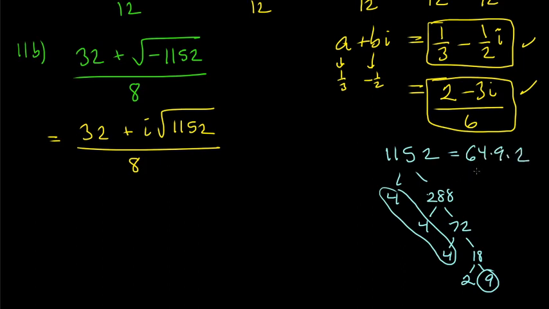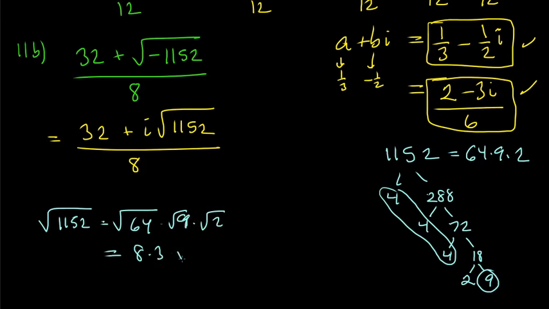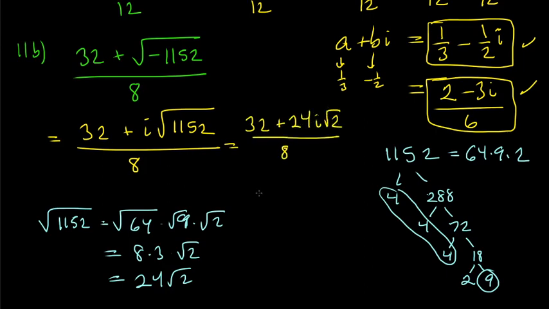So the square root of 1152 is the square root of 64 times the square root of 9 times the square root of 2. That's a 9. So 8 times 3 times the square root of 2, 24 square root of 2. So, yep, this is just going to be 32 plus 24i square root of 2 all over 8. But I think we can reduce that, right?